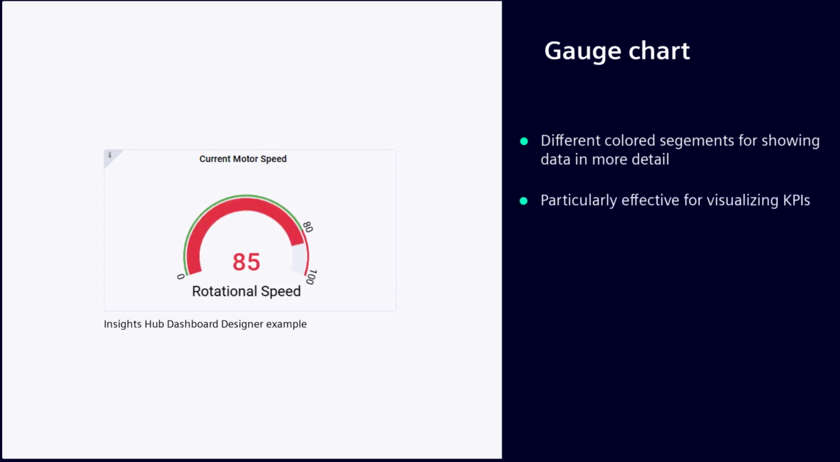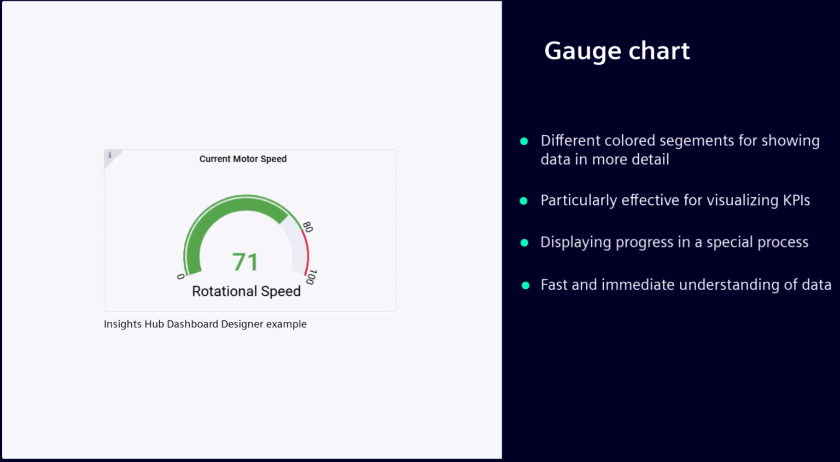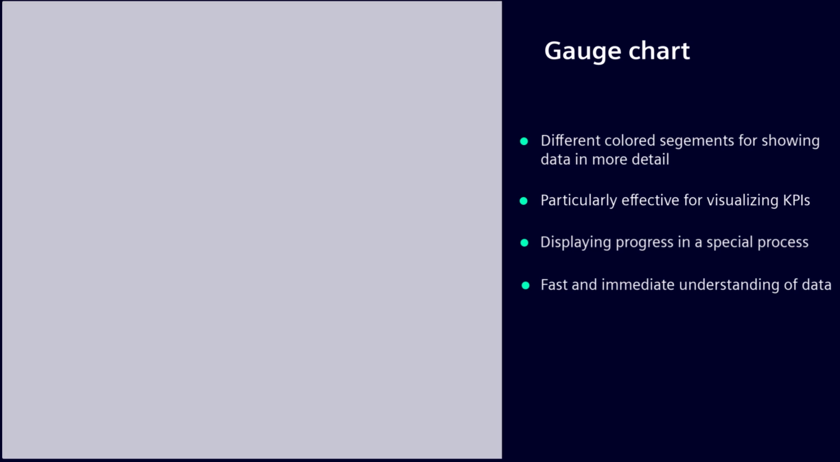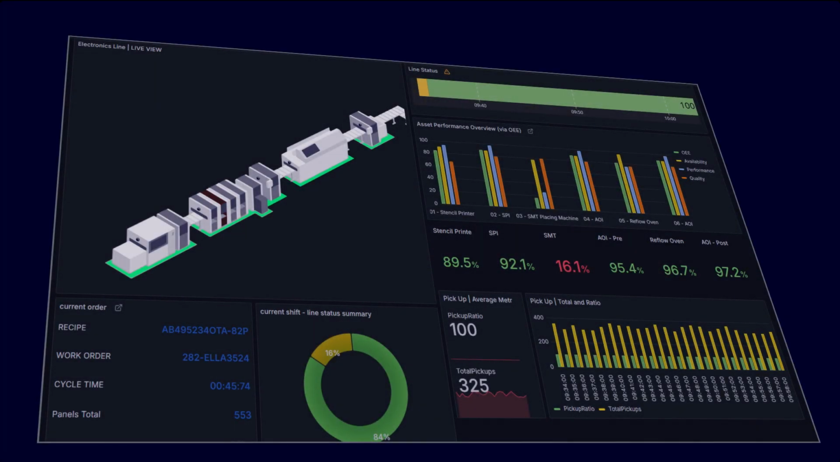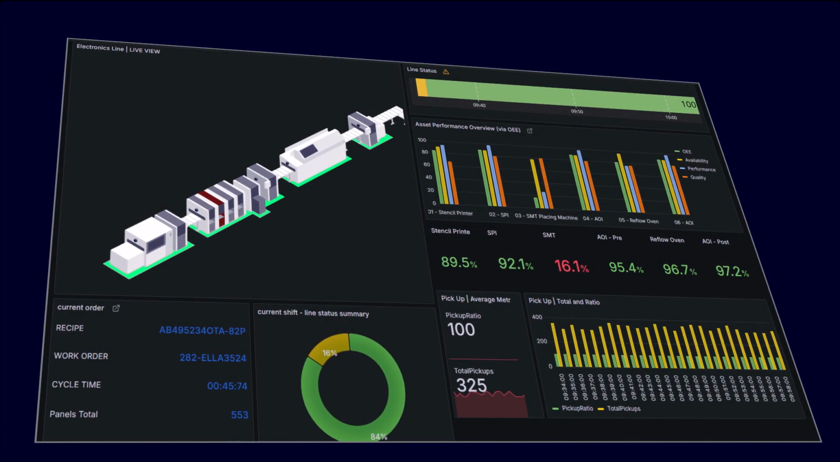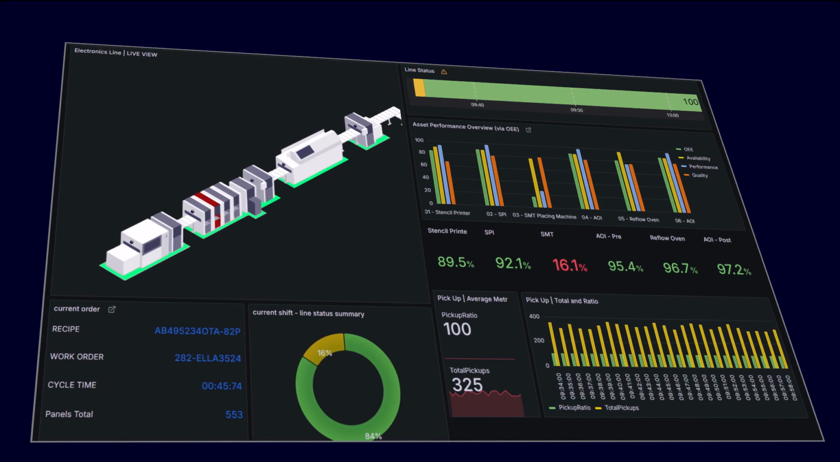Gauge charts are particularly effective in business dashboards that monitor key performance indicators. This type of diagram is also well suited to show progress in a production process, for example. Because gauge charts are easy to read and immediately understandable, they are an ideal tool for presenting data that requires immediate attention or action.